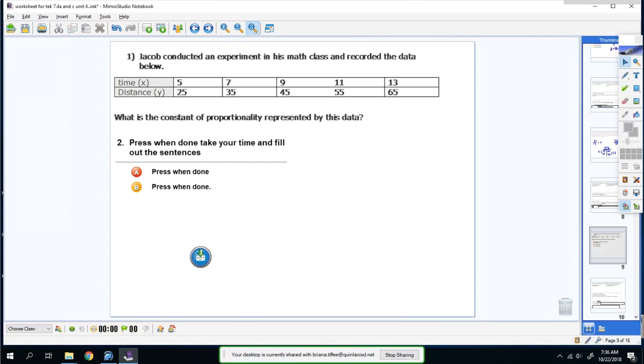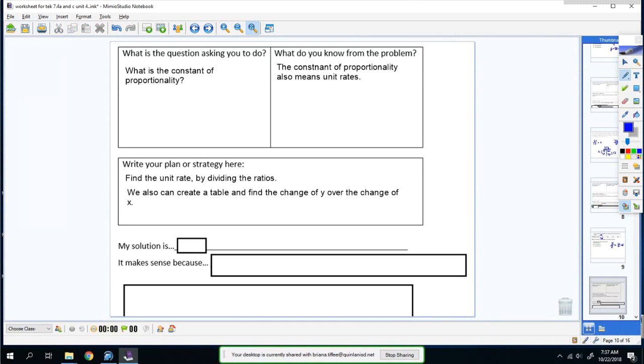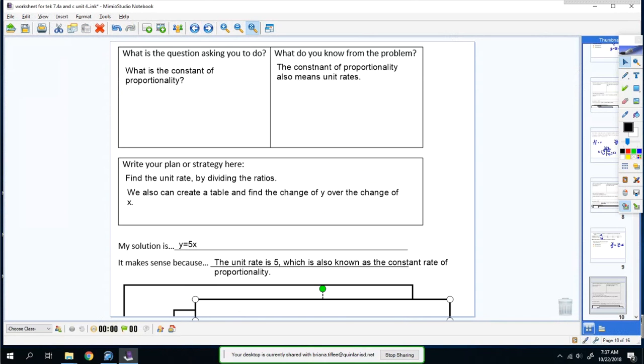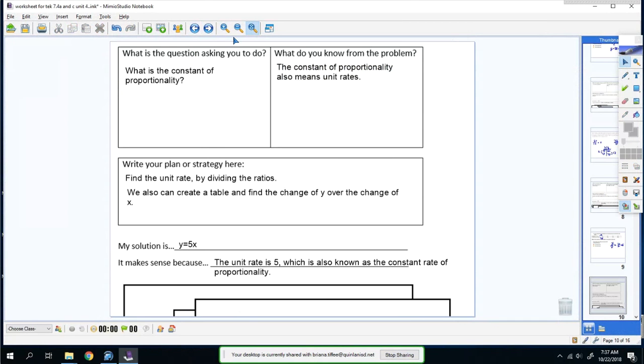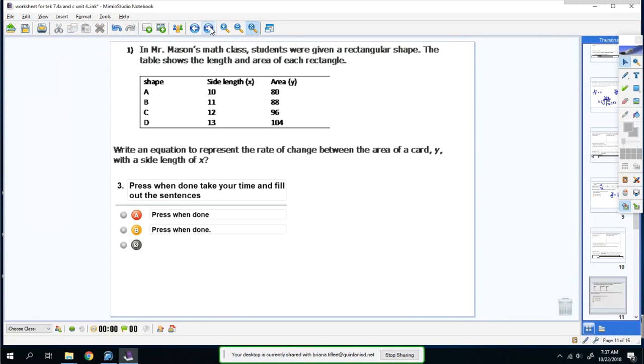So it's basically the same thing we just did, but this one actually gives you a table. So I'm going to find the change of y over the change of x. The change here is 2, while the change here is 10. So y over x is equal to 10 over 2, which equals 5. So my constant is 5, or y equals 5x. And this makes sense because the unit rate of 5 is also known as the constant of proportionality. I've got to fix this. There. All right, next one.